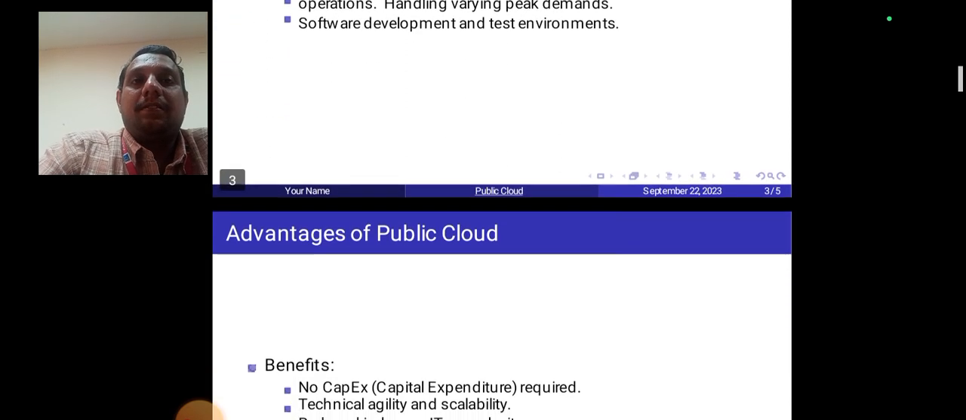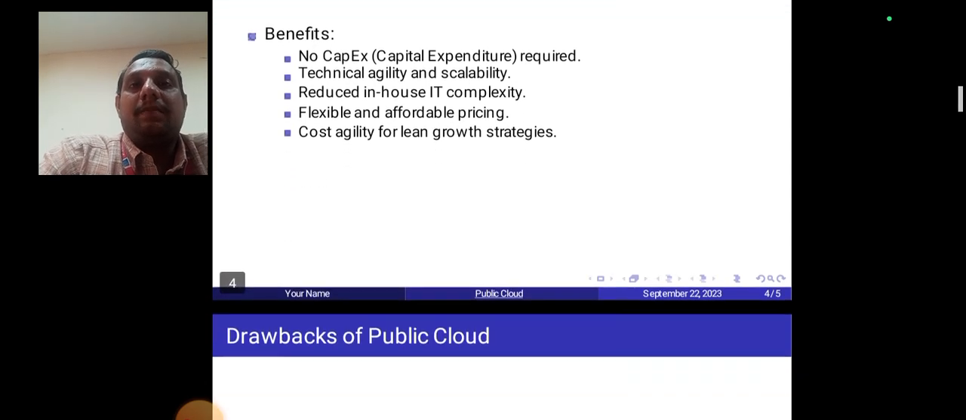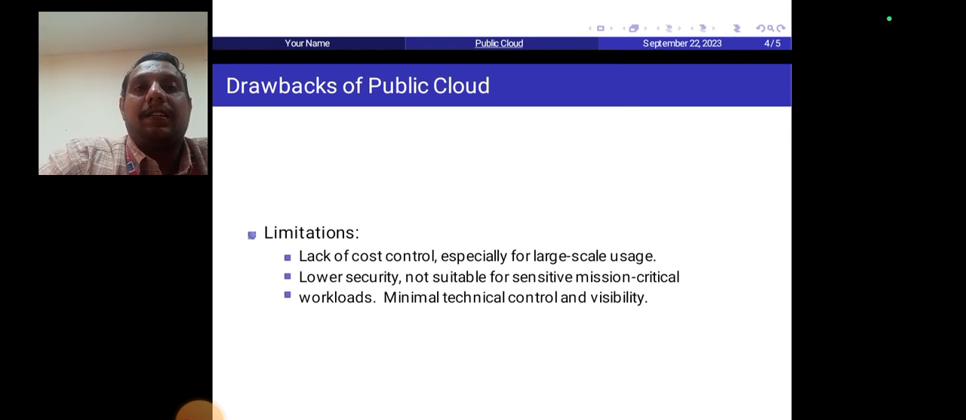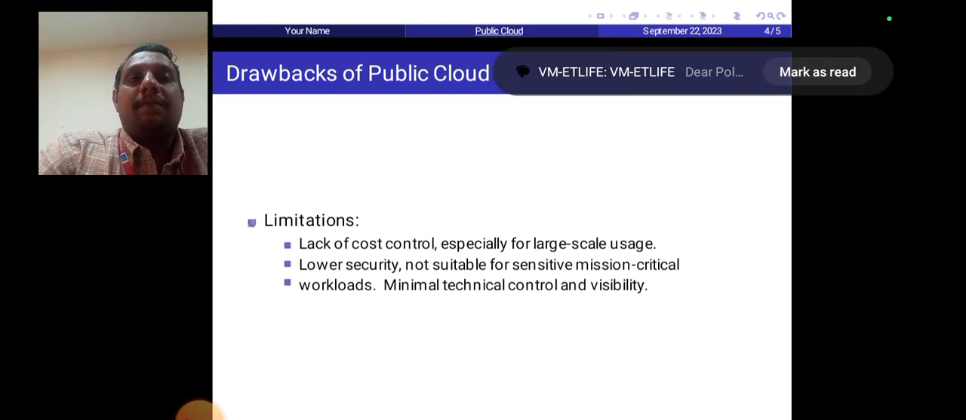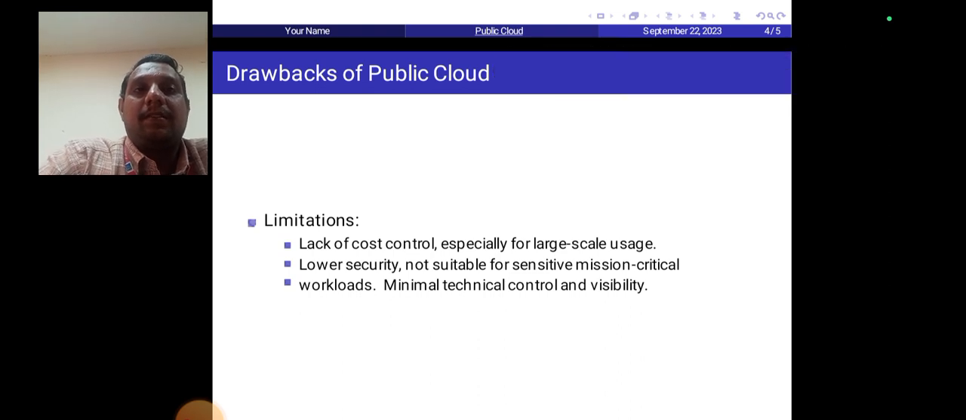The advantages of public cloud: no capital expenditure required, technical agility and scalability, reduced in-house IT complexity. It is flexible and affordable pricing, cost agility for lean growth strategies. But the drawbacks of public cloud are lack of cost control, especially for large scale usage, and lower security, because most of the cloud is free, though data may not be secured. They are not suitable for sensitive, mission critical workloads, and have minimal technical controls and visibility.